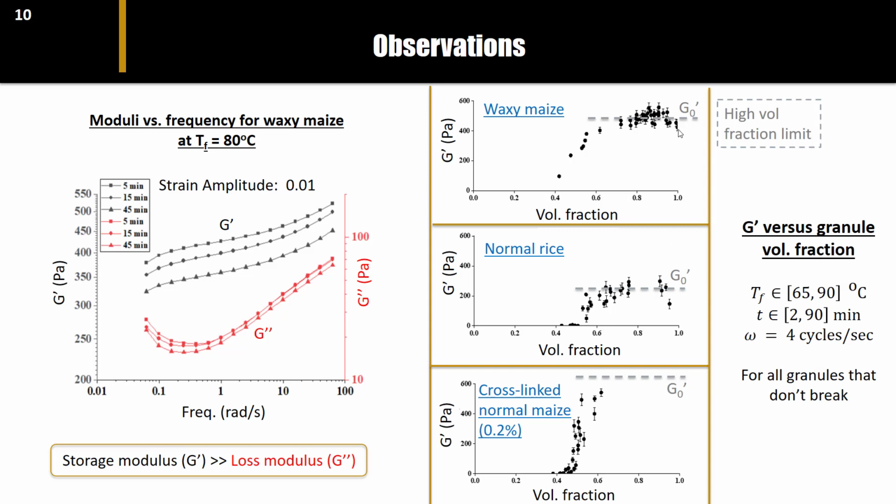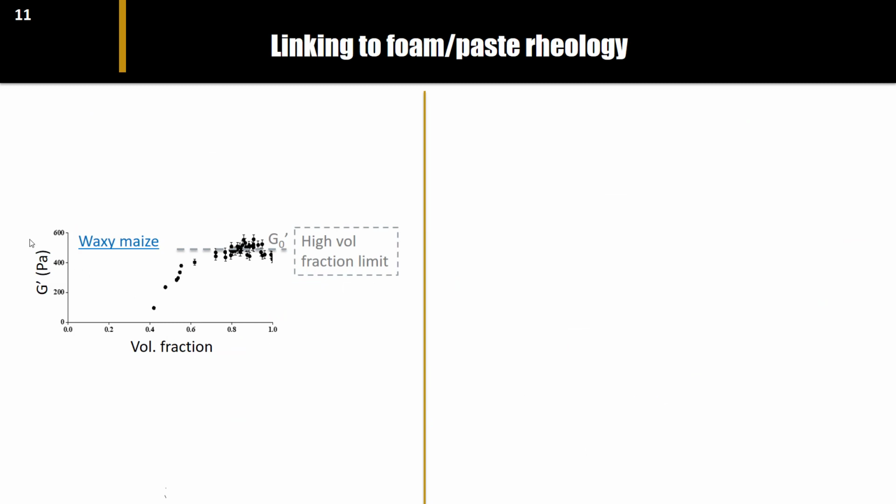Okay, so we want to basically understand how you can predict this limiting storage modulus. We see that the storage modulus depends on the volume fraction, so the volume fraction really determines the rheology of the suspension. But then this limiting storage modulus depends on the starch variety. So how does this depend on the physical properties of the granule?